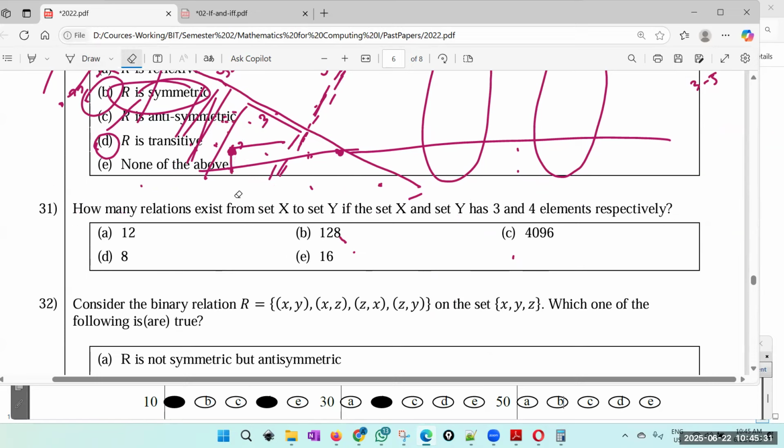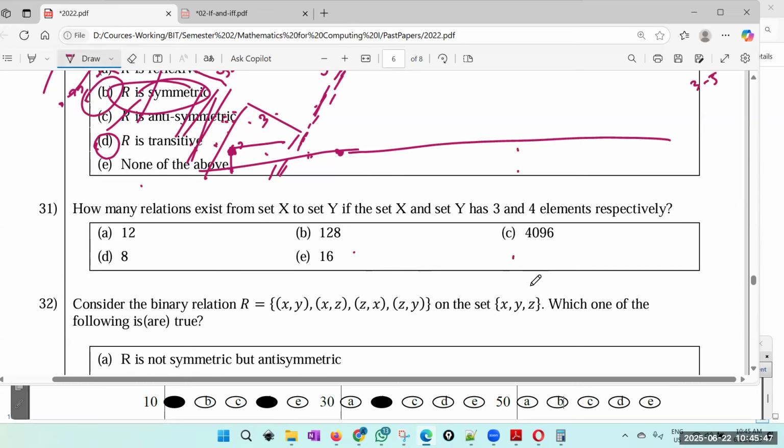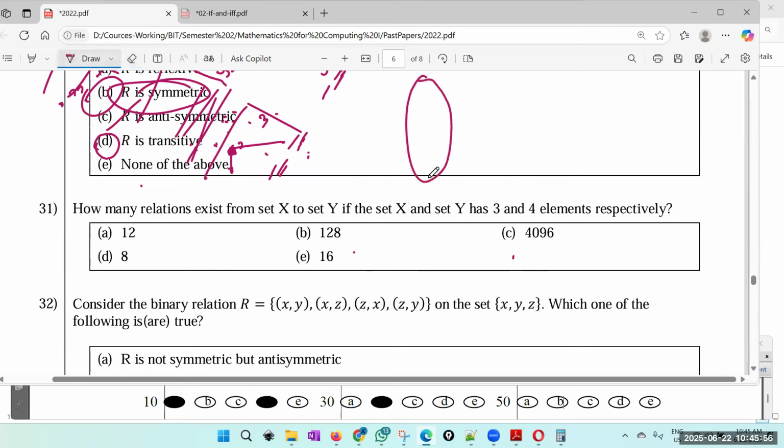Right. How many relations exist from set X to set Y if set X and set Y have 3 and 4 elements respectively? So that is another tough question, it looks. Okay. Right. So let's draw this. We have 3 elements here and we have 4 elements here. Right. How many relations?